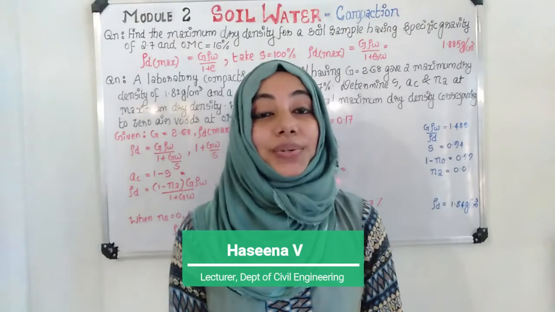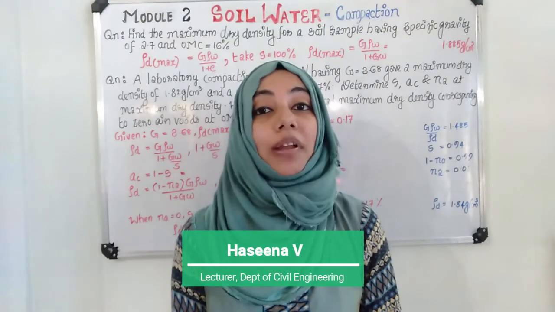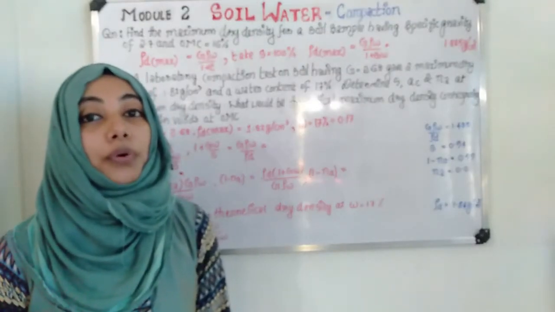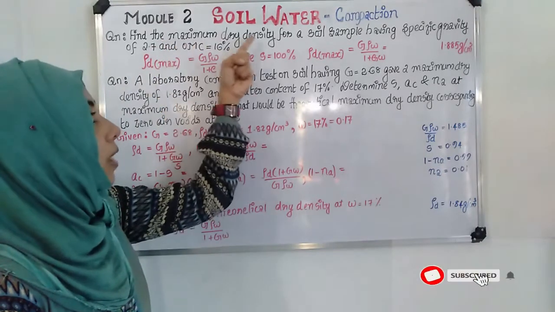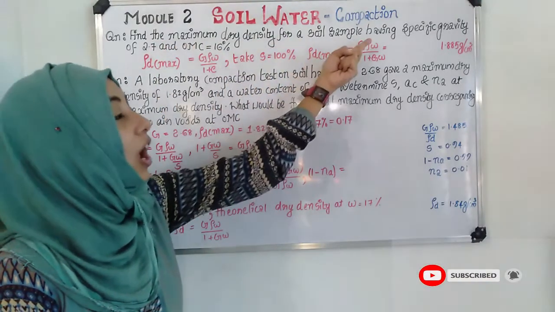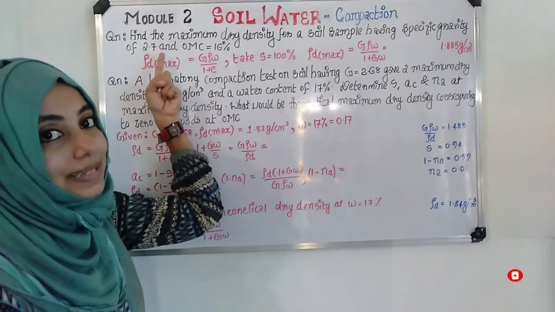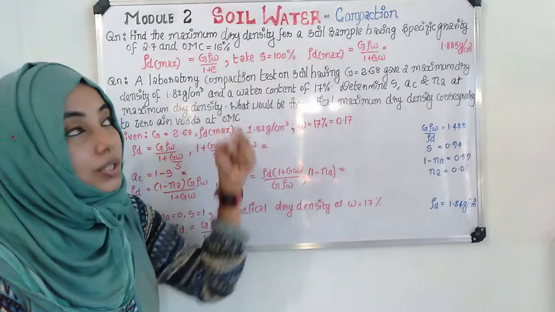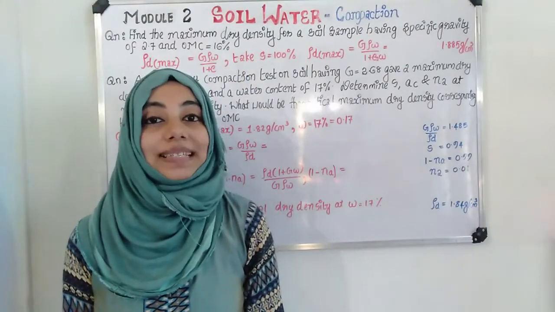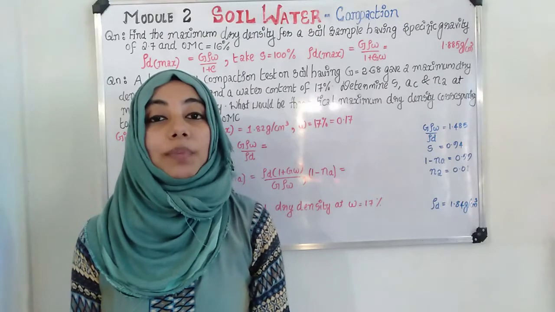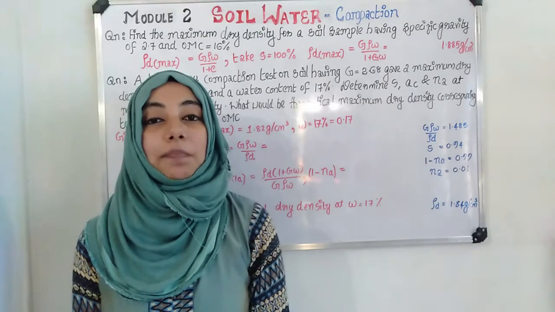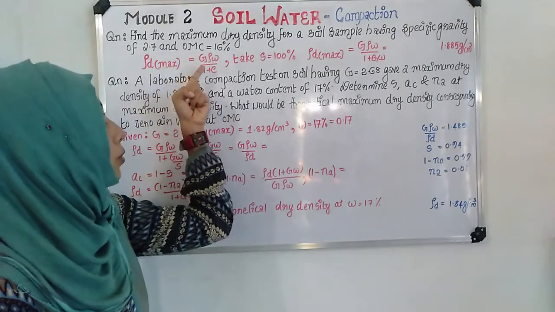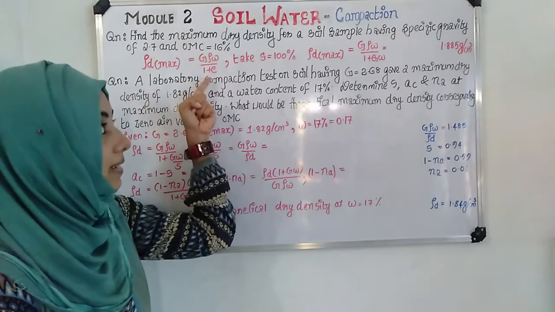Good morning. Today we are going to discuss problems on compaction of soil. Here is the first question for you. Find the maximum dry density for a soil sample having specific gravity of 2.7 and optimum moisture content equal to 16%. We have given specific gravity equal to 2.7 and optimum moisture content equal to 16%. Then we have the expression rho d max is equal to G rho W by 1 plus e.